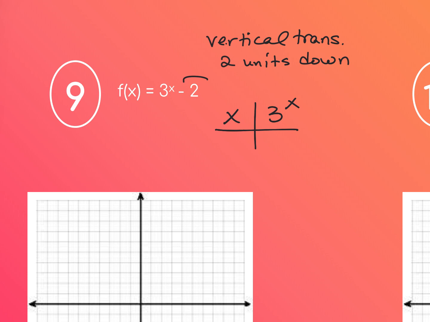If you want to plug in numbers into the whole original function, that's up to you, but it would be a lot easier if you just plug in -1, 0, and 1, and then shift all the points 2 units down. So 3 to the -1 is 1/3. 3 to the 0 is 1. And then 3 to the first is 3.